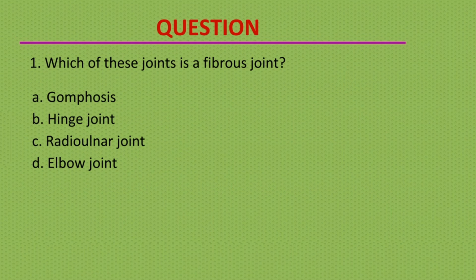Question 1. Which of these joints is a fibrous joint? Is it A, gomphosis, B, hinge joints, C, radio-ulnar joint, or D, elbow joint? The correct answer is option A, gomphosis.